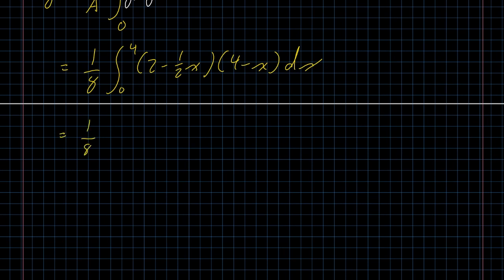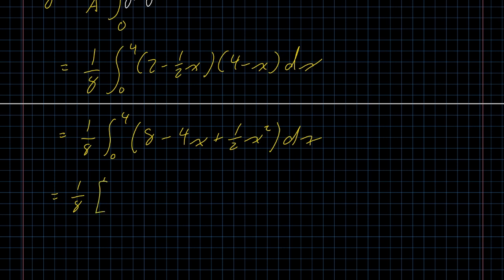All right, distributive property. I'm going to have 8. Let's see, I've got minus 2x, and 1/2 times 4 is another minus 2x. All told, that's minus 4x. And then I've got plus 1/2 x squared. Integral of 8 is 8x. Integral of 4x is 2x squared. Integral of 1/2 x squared is 1/6 x cubed.